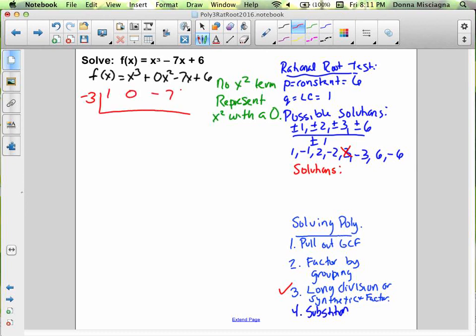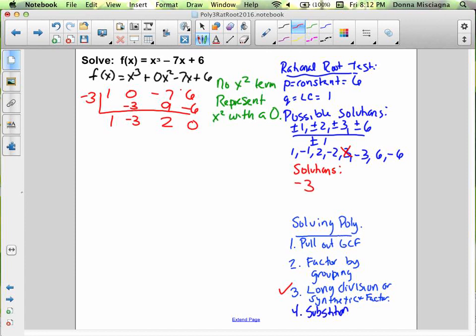1, 0, negative 7, 6. Let's just try negative 3. 1 times negative 3 is negative 3. Add, we get negative 3. Negative 3 times negative 3 is 9. Add, we get 2. Now it works out. We just were off by a sign. So my original thought was 2. Let's see if 2 ends up being one of those as well. All right, so negative 3 worked.